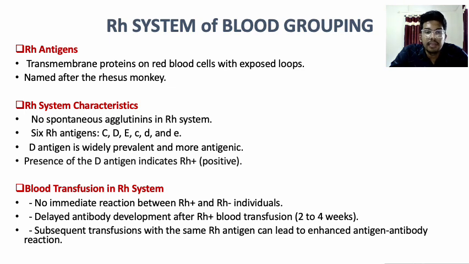These are transmembrane proteins on red blood cells with an exposed loop. Basically, there will be a cell surface, and this is the membrane. This is the transmembrane protein, which means that it enters the membrane, and it has a loop. This is what I was saying.